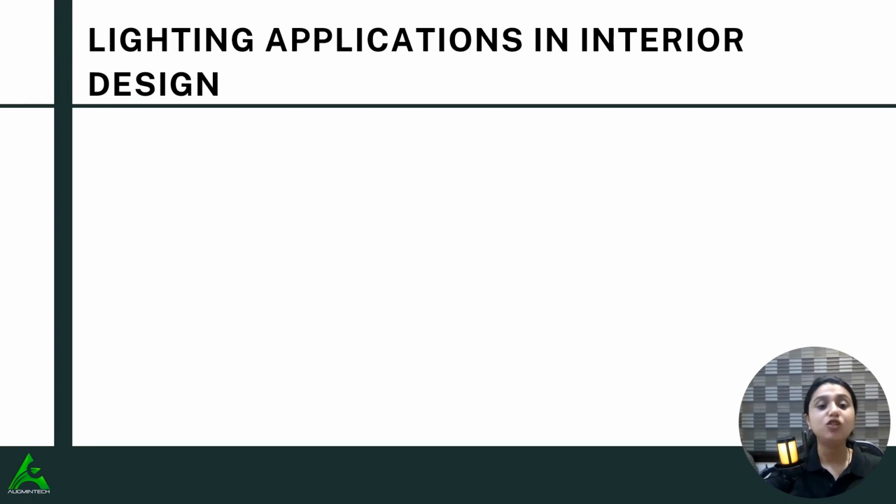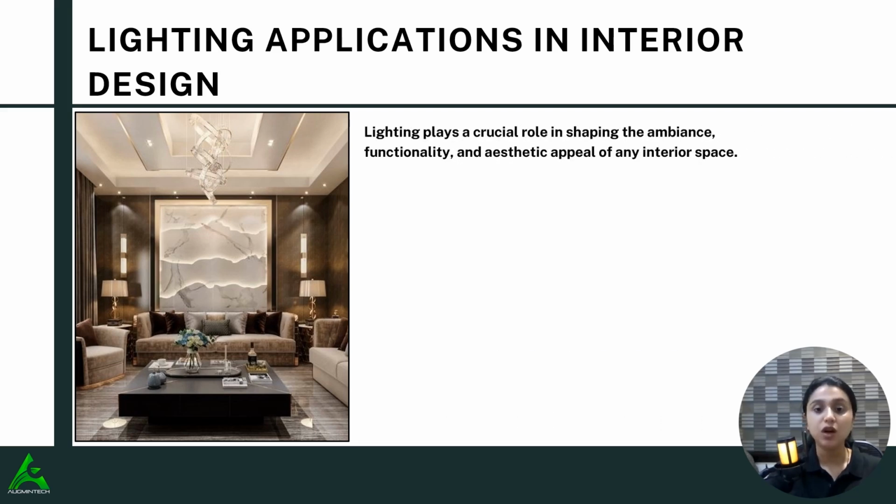So today the topic that we are going to discuss is lighting applications in interior design. In this video I am going to talk about how lighting plays a very crucial role in shaping the ambience, functionality and aesthetic appeal of any interior space. We are going to talk about how lighting is applied in commercial and residential spaces. We are also going to talk about the different kinds of lighting. So stay tuned.